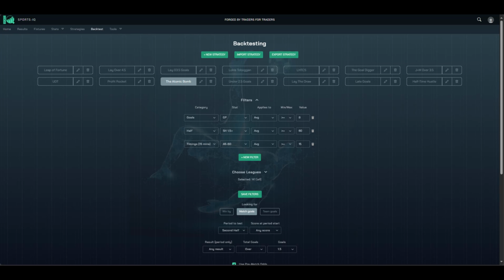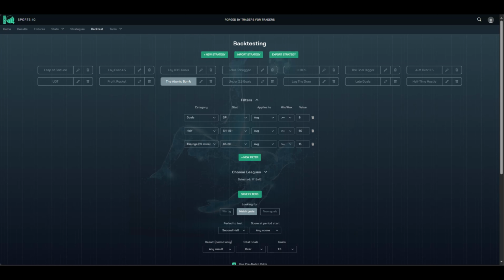Let's start with game selection. Start with matches that meet this criteria. A minimum of 8 games played for reliable data. Second half 1.5 plus goals percentage over 60%, and the goal timing filter set to 15 minutes between the 46th and the 60th minute, and this is set to 15% or more. These filters ensure we're focusing on games with a higher probability of second half goals.